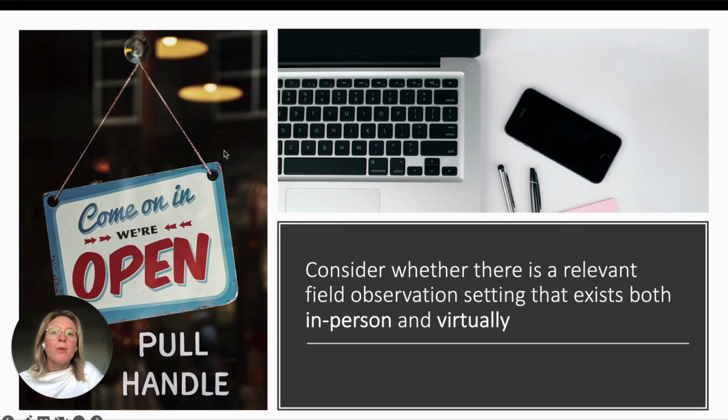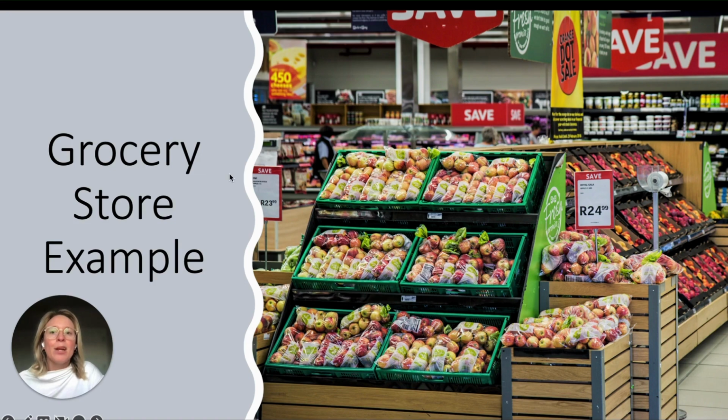Ideally, you could come up with a field observation setting where there are both real-world, in-person locations and virtual settings. For example, grocery stores exist both in person through brick-and-mortar locations and virtually through e-commerce websites. When the topic of the field observation is products in the grocery store, in-person and virtual settings work equally well. If you were trying to observe shopper behavior, however, only an in-person setting would work. So you need to make sure that you are only asking questions that apply equally well to both settings.